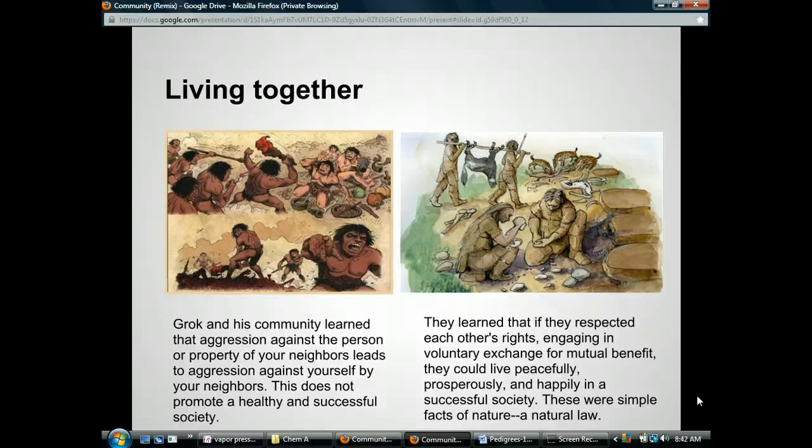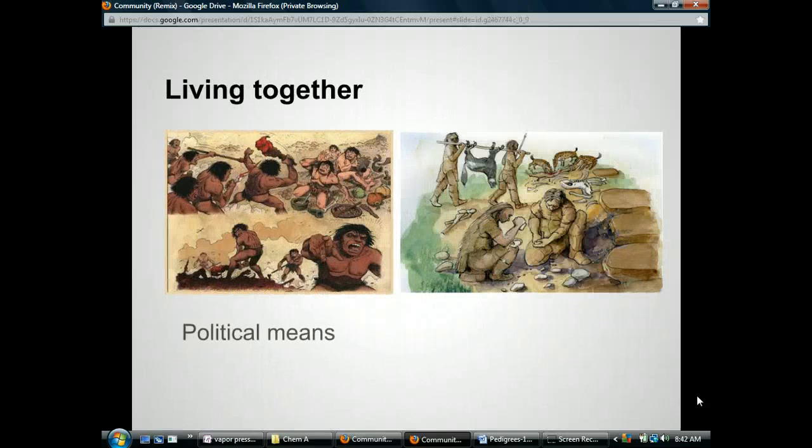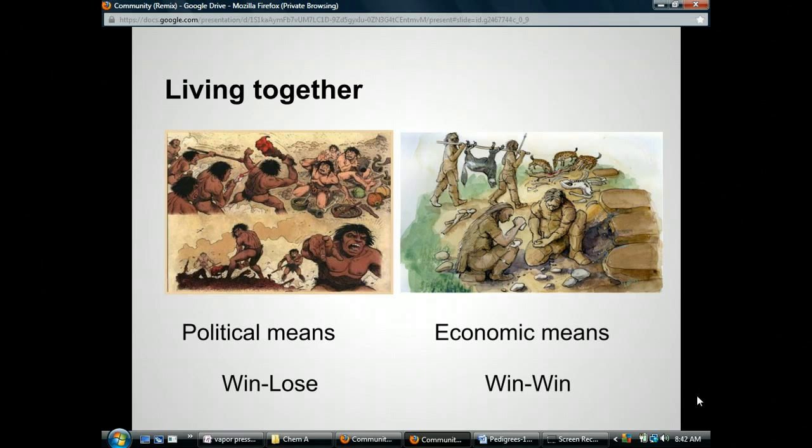Now, how do I know that? Because where else did these rules come from? They came because people learned these are things you do, these are things you don't do in social interactions. Political means, according to Oppenheimer, win-lose situation. Economic means, win-win situation.